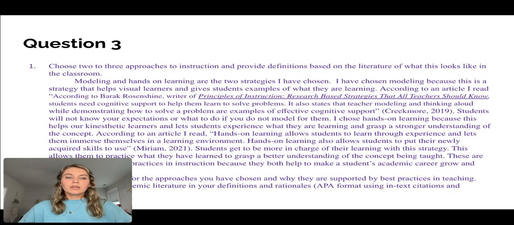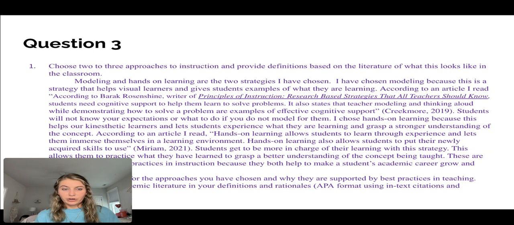Question 3 told us to choose 2 to 3 approaches to instruction and provide definitions based on the literature of what it looks like in the classroom. So I did 2 approaches. My first one was modeling, and my second one was hands-on. I chose modeling because this strategy helps visual learners and gives students examples of what they're learning, and I personally learn better that way.